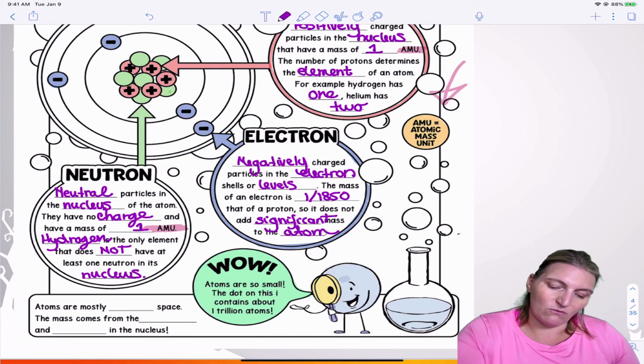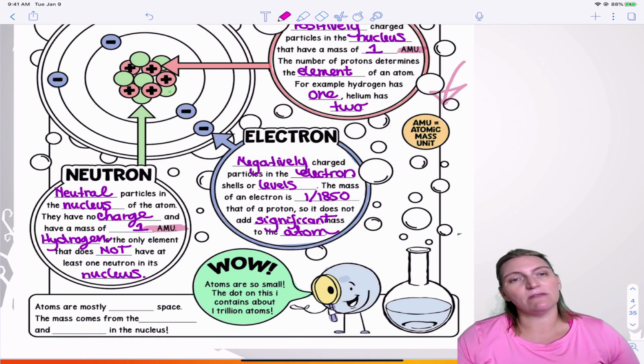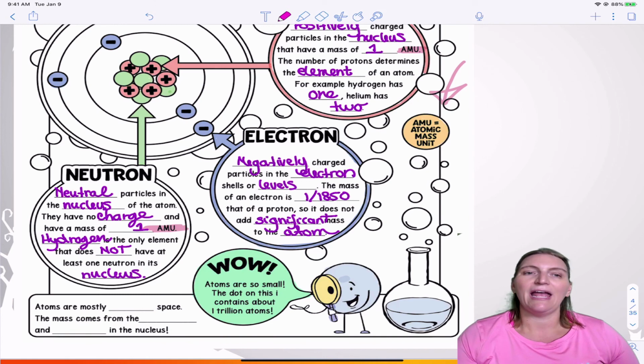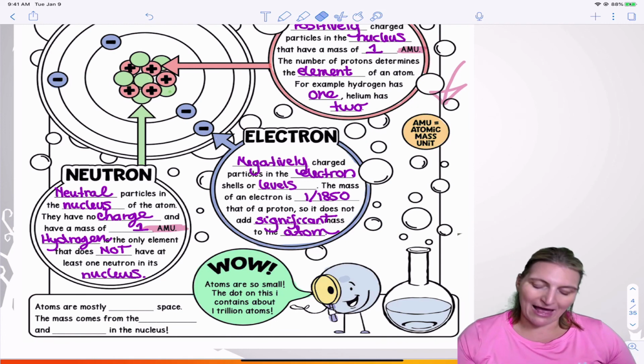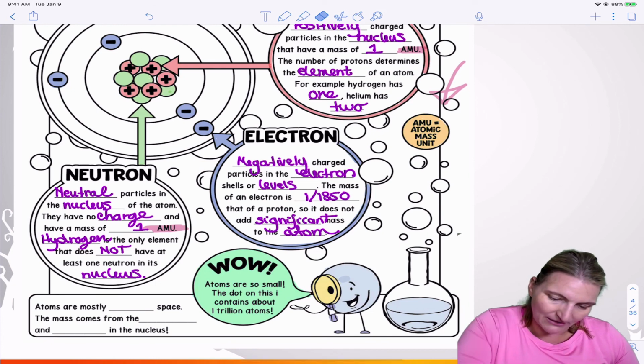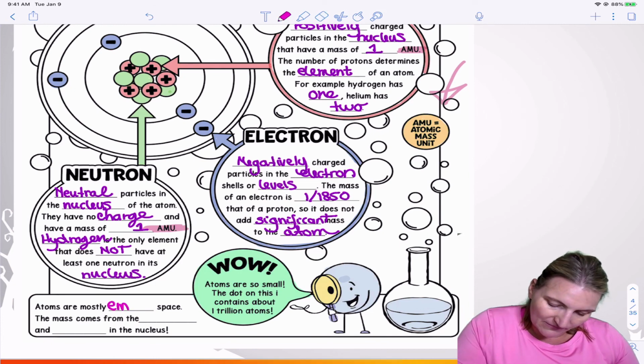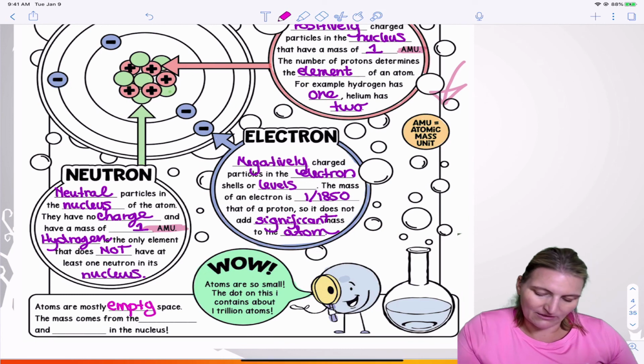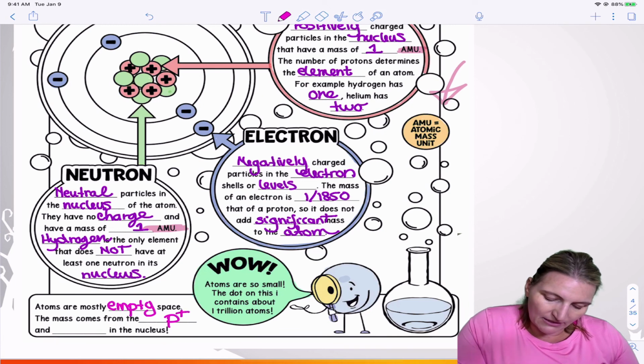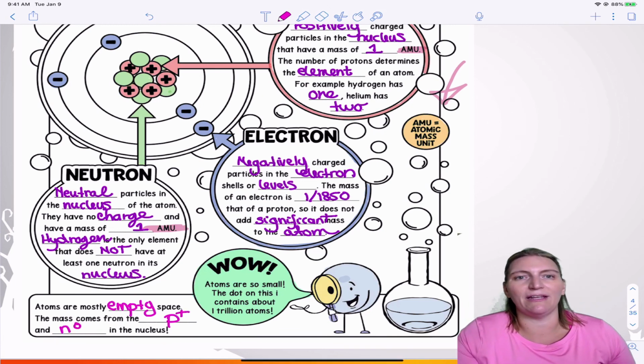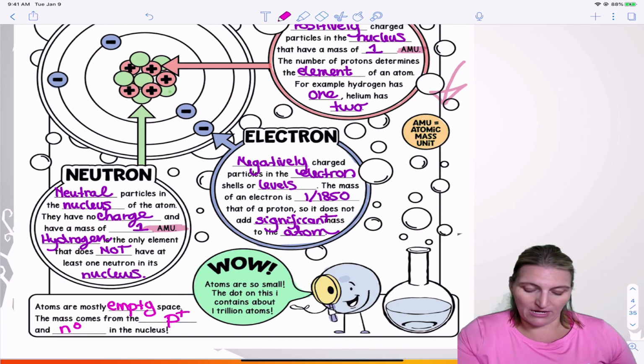So what does that mean? Well, everything is made up of atoms, and atoms have the protons and neutrons inside the nucleus, and the nucleus is incredibly small compared with that of the electron cloud. So therefore, atoms are actually mostly empty space. And the mass only comes from the protons and the neutrons in the nucleus.